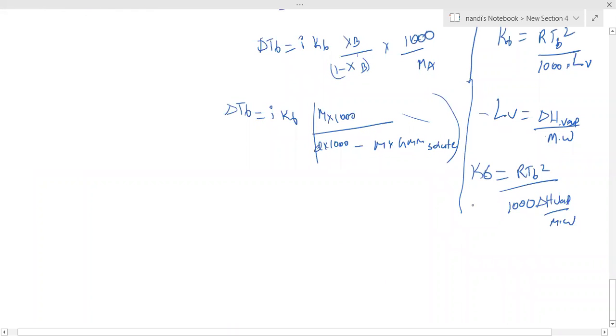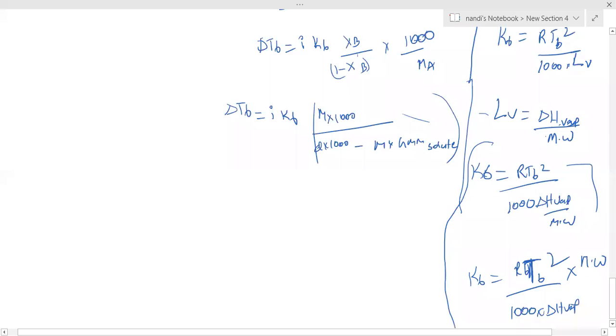Then KB equals R TB square by 1000 into delta H vaporization into molecular weight. So this is the formula for KB. Please note down KB also. LV means latent heat of vaporization. You know that from physics, no? Latent heat of vaporization is the amount of energy required to evaporate at a particular temperature.